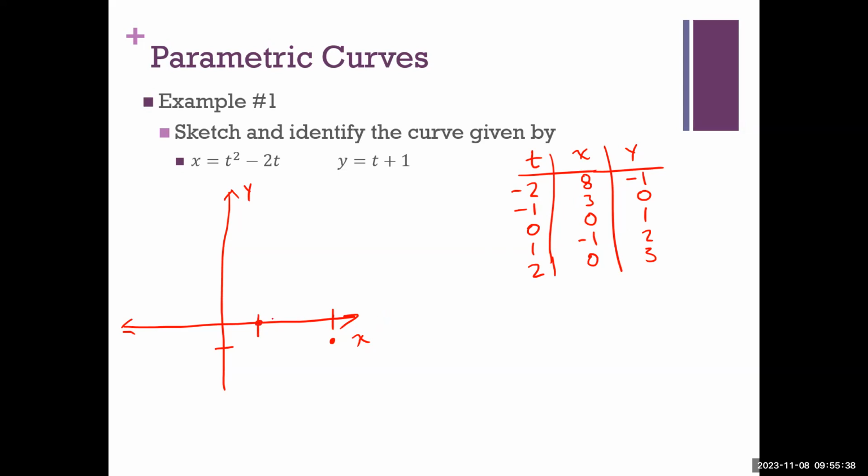So my second point will be here. Third point will be 0, 1. Then -1, 2. And x equals 0, y equals 3. So even though all those points have nothing to do with t, the t is going to tell me how they form a curve. I need to connect those in order.